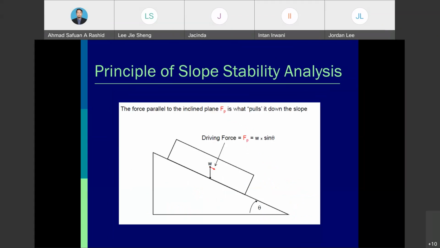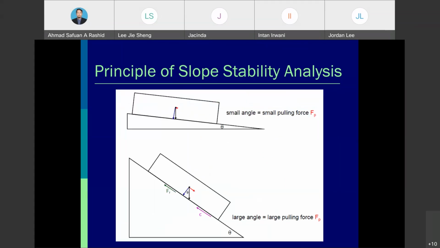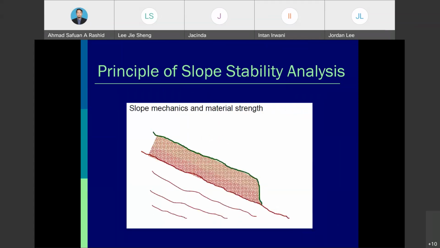So the force parallel to the inclined plane, FP, is what pulls it down the slope. That is the FP value, the parallel, so P is parallel. We consider this as a driving force. As extra explanation, where there is a small angle, definitely there will be a small pulling force. And if the angle is large, it can provide a large pulling force for the FP. So that is for FP.